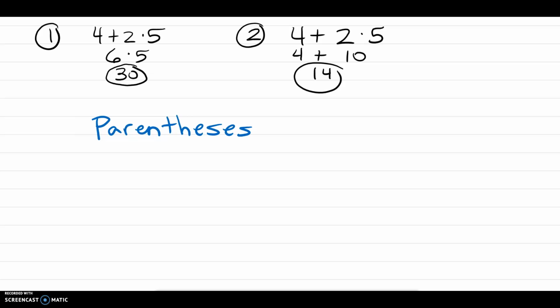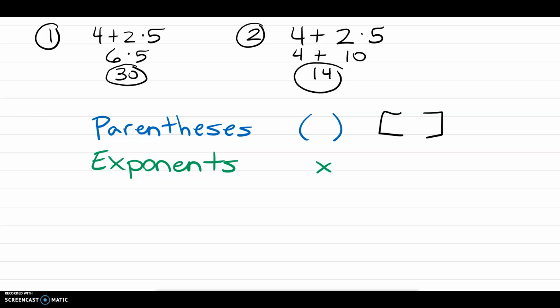So parentheses or brackets are the curly braces, or sometimes you might see them as brackets. Then we have exponents. So exponents are when you have a power on a number. So for example, the exponent in this problem that I just wrote would be 2. So exponents are the little numbers. So then you look for exponents.